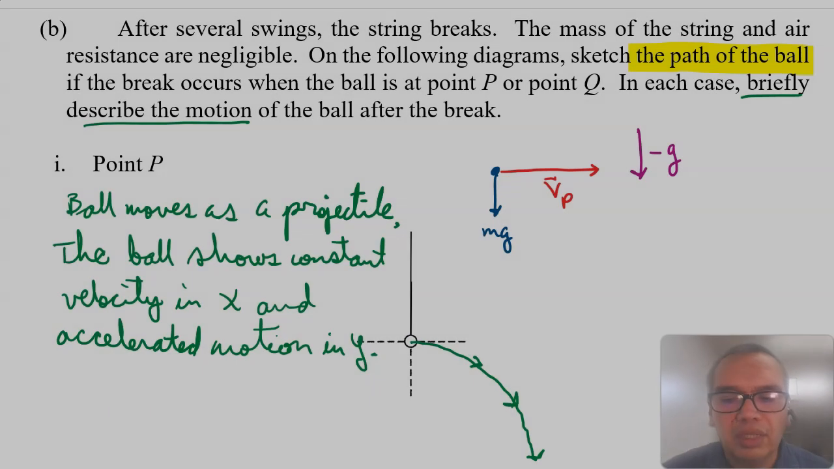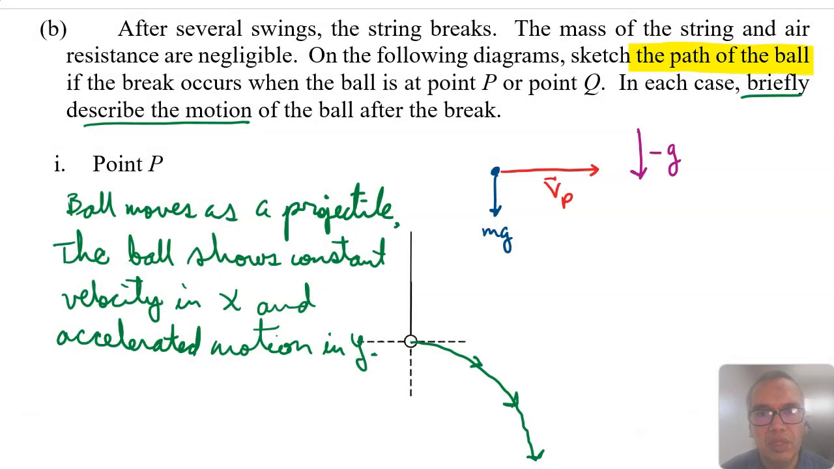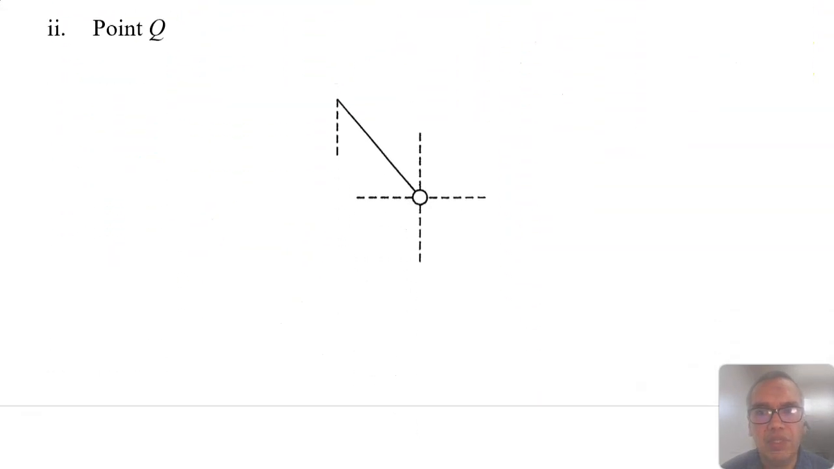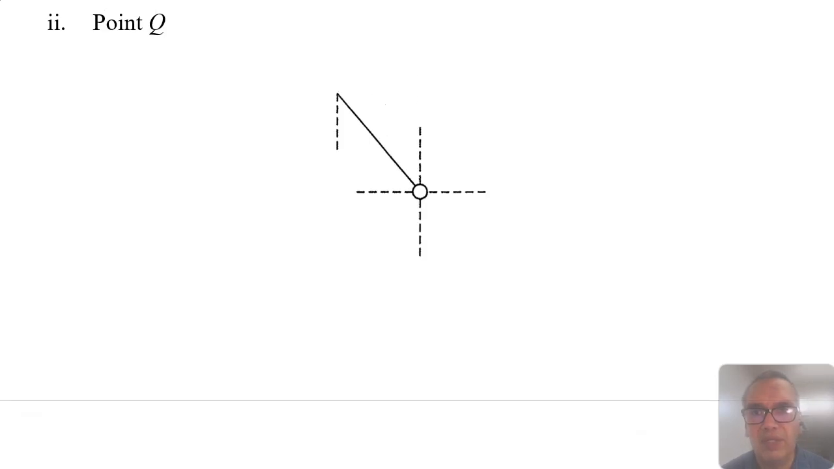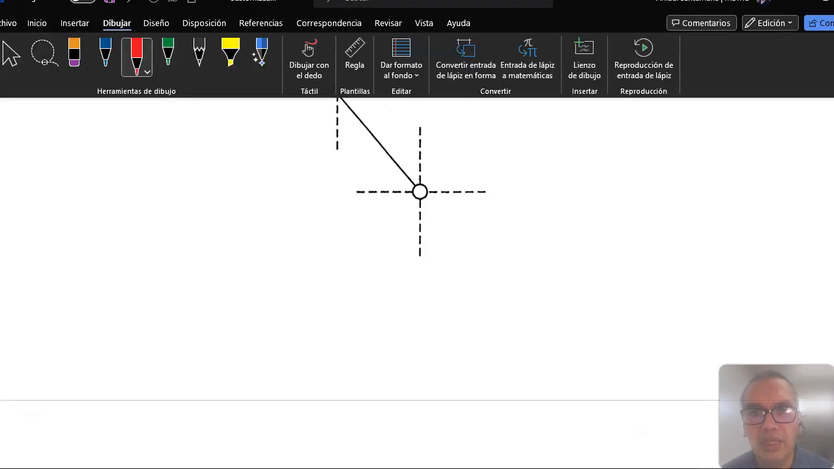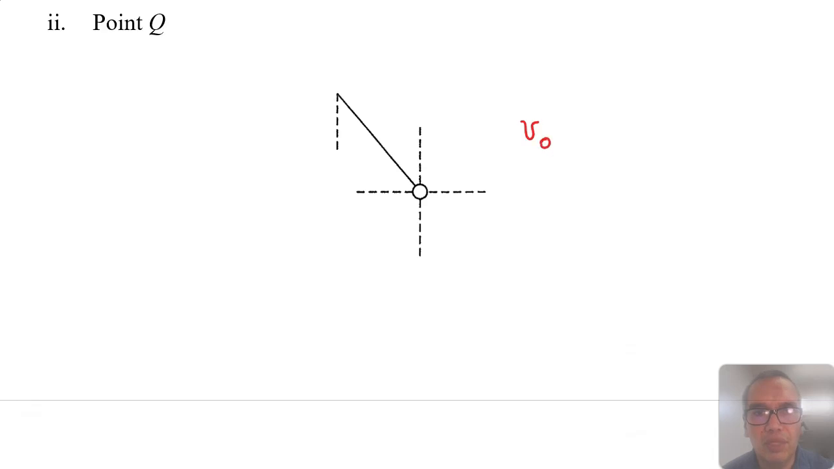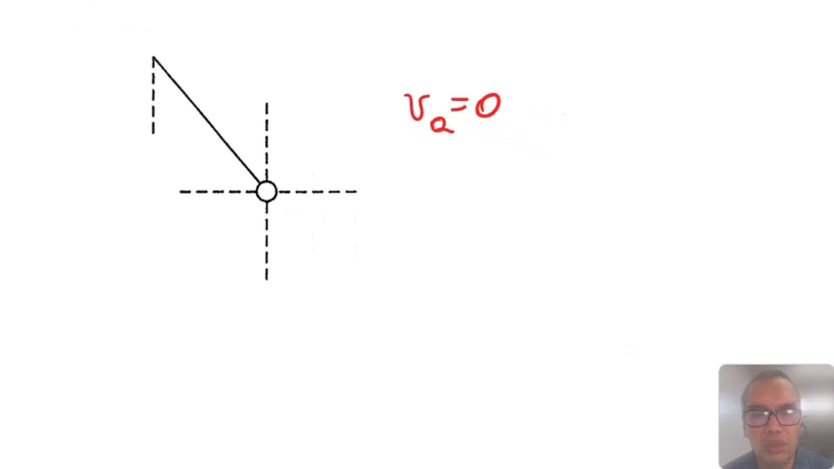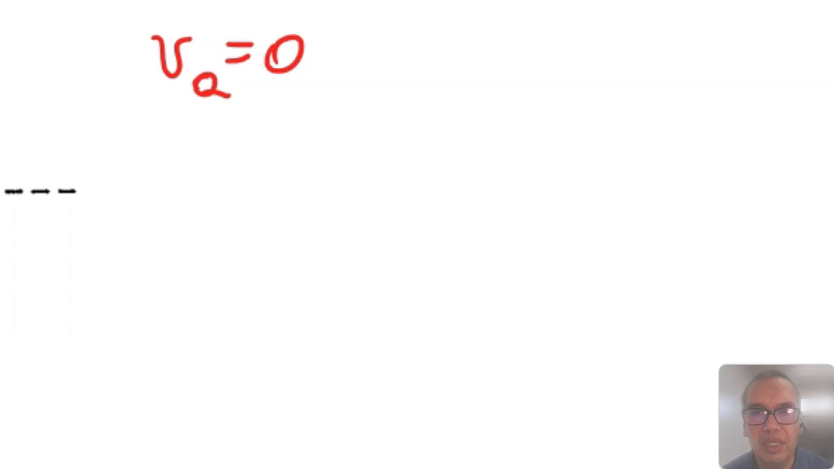In slow motion, it is very clear that the projectile actually follows a parabolic trajectory. Finally, they want you to consider exactly the same question. How does this object move if the break occurs at point Q? Now you want to remember that at point Q, the speed was 0. So at point Q, this is what we have. Originally, there is no velocity because the speed at Q was 0. The object is momentarily at rest. And now the string breaks.